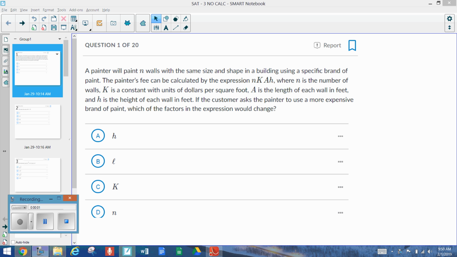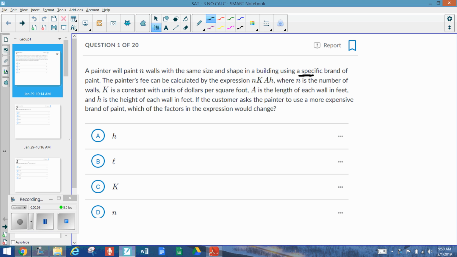N walls with the same size and shape in a building using a specific brand of paint. Now the painter's fee can be calculated by the expression n times k times h times a, where n is the number of walls, k is the constant with units of dollars per square foot, a is the length of each wall in feet, and h is the height of each wall in feet.